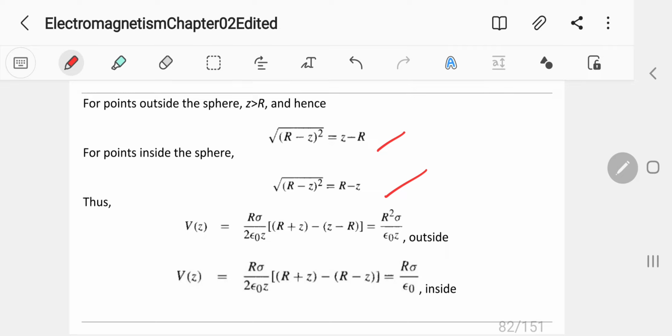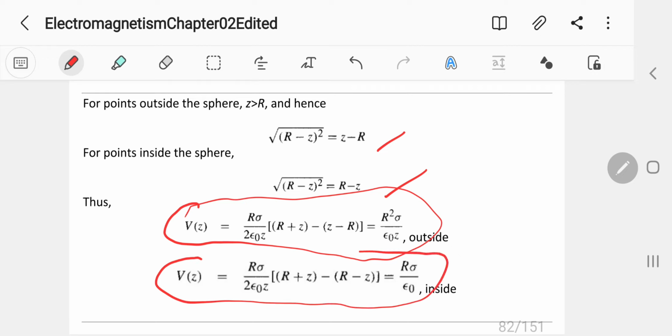So the potential outside the sphere would be this form, and the potential inside the sphere would be this form, because of the terms here. As you can see, your potential outside goes to zero at infinity, while inside it remains constant.